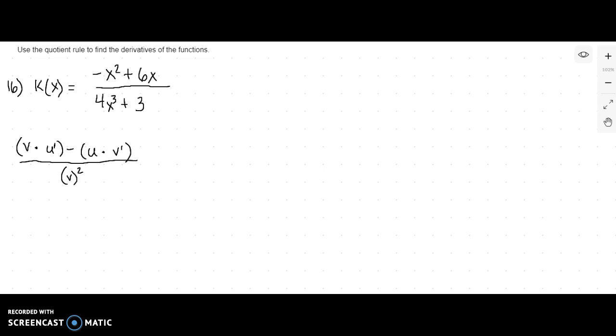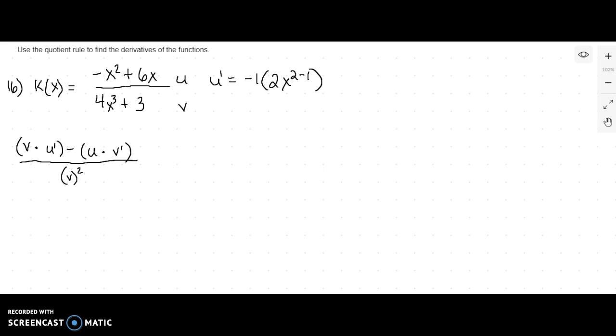So we need to first start off by labeling our parts here. Our numerator here is going to be u, and our denominator is going to be v. And we need to find the derivative of both here. So the derivative of u is going to be found by taking my exponent here of x squared, and we need to separate that negative 1, so negative 1 times 2 times x to the power of 2 minus 1. Again, just using my power rule here.